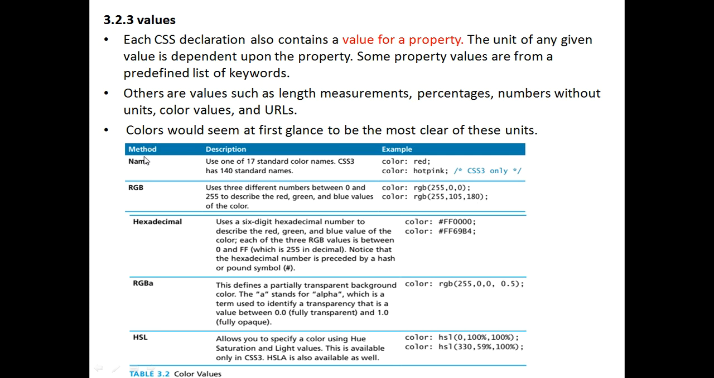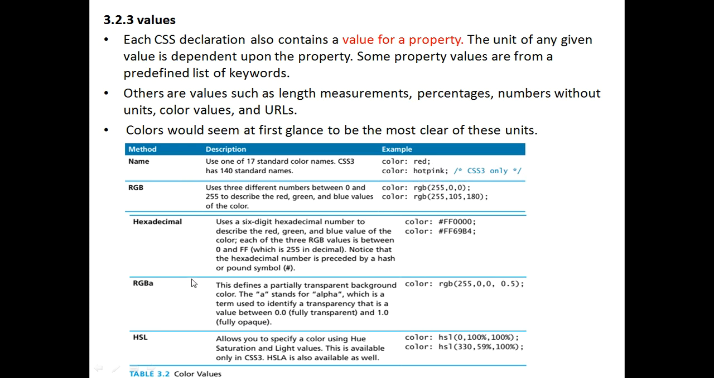Now here we will take a color name. Use one of the standard color names, right? We are giving red. You can use 17 colors, but in CSS3, 140 standard names can be used, like red, gray, yellow, black, and even hot pink. That can be used in CSS3 only. Something like that color is available.